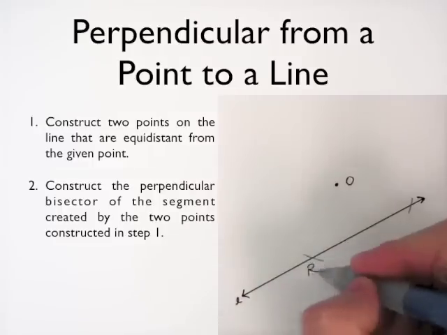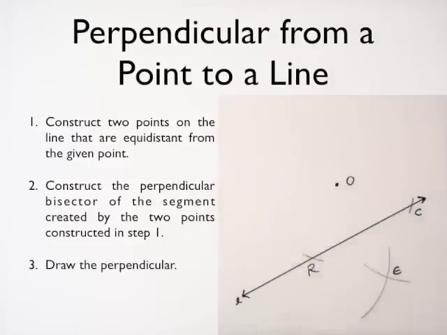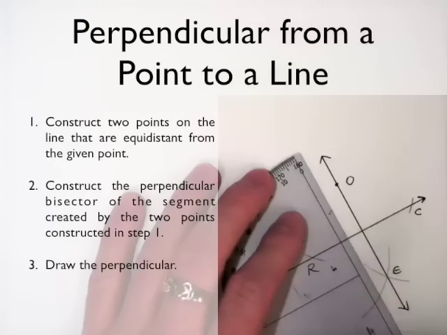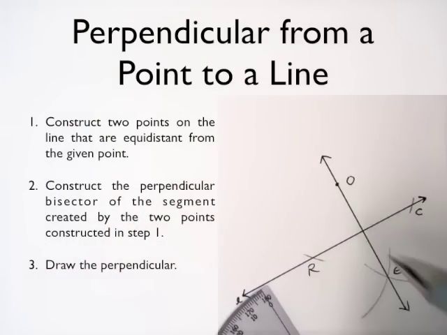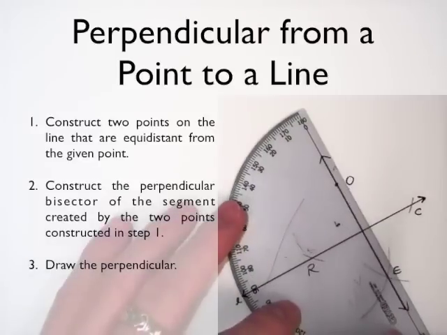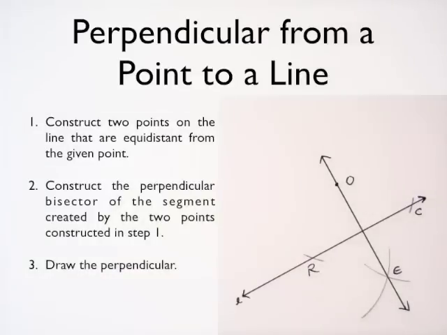Let's call this point R, this point C, and this point E. So now we can draw in line OE, and line OE should be perpendicular to line CR. And it is. We are good. Can you see how all of these perpendicular constructions are very much like constructing perpendicular bisectors?